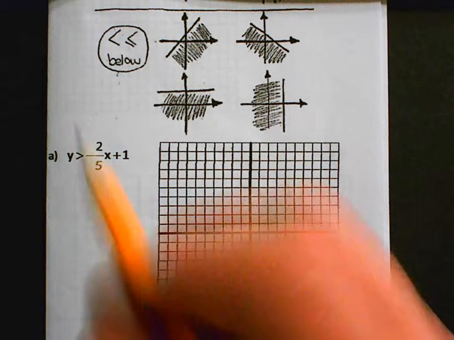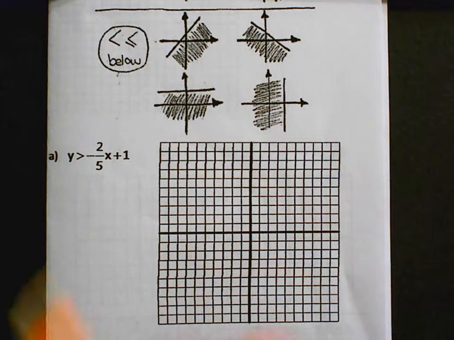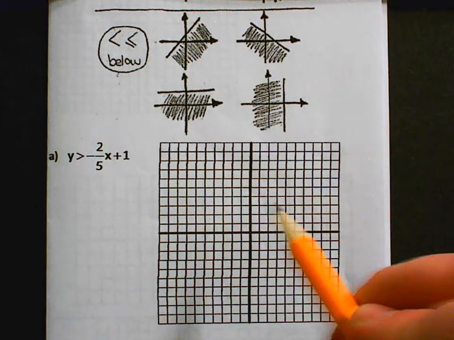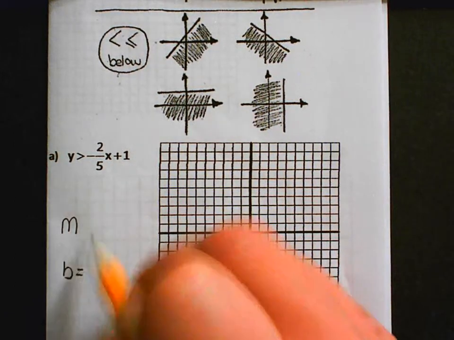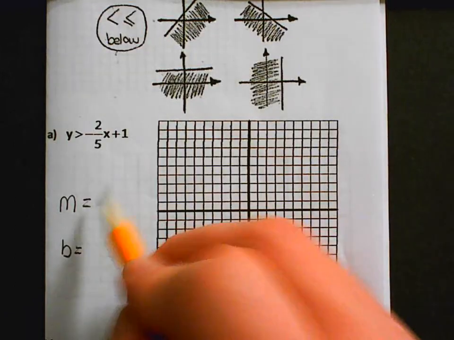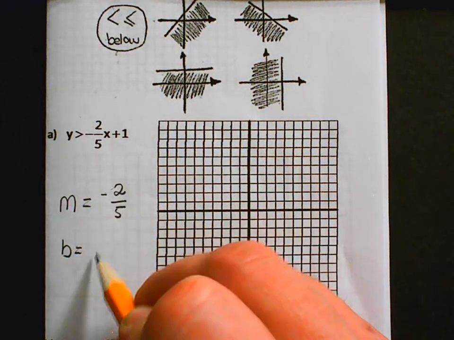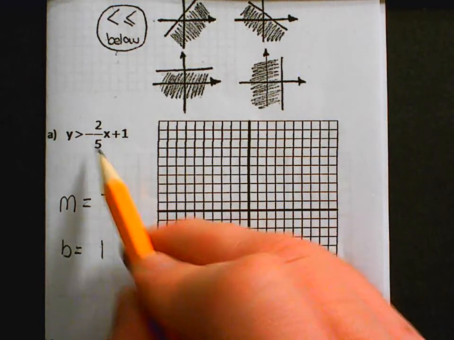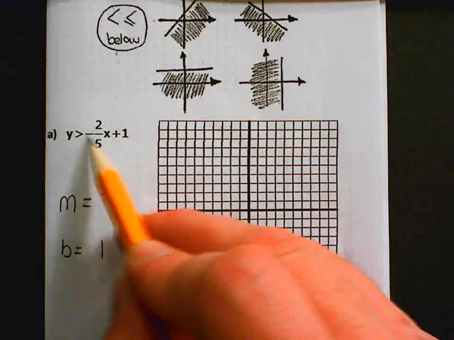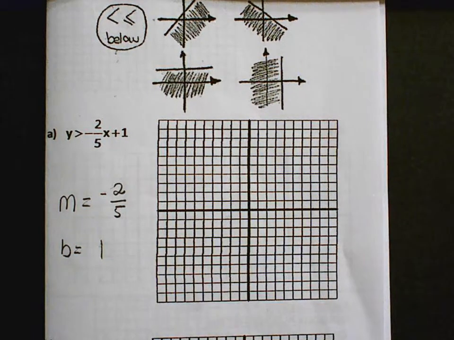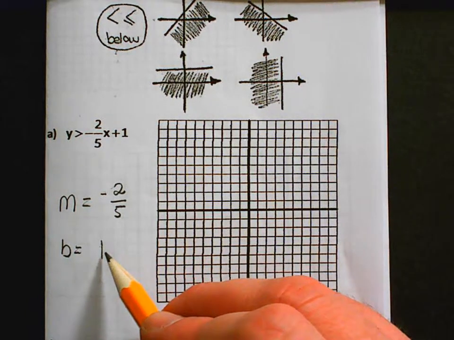Alright, so let's take a look at letter A. Here I have an inequality, and your job is to graph this inequality. We're going to do the same as before and identify our m and our b. Our m here happens to be negative 2/5, and our b is positive 1. I know it's kind of hard to see, but this is actually a negative 2/5. As before, we always start with the b.